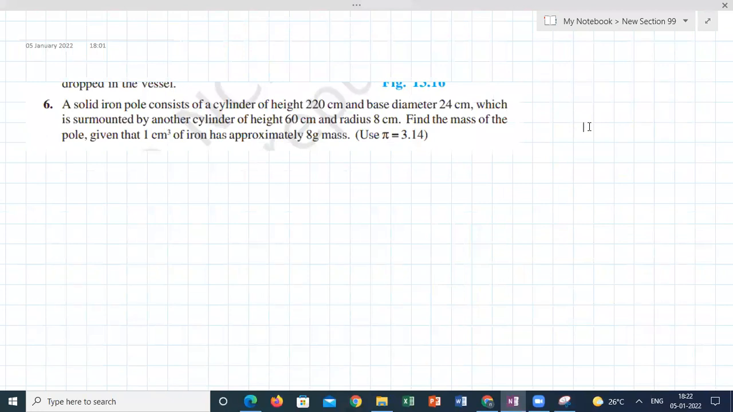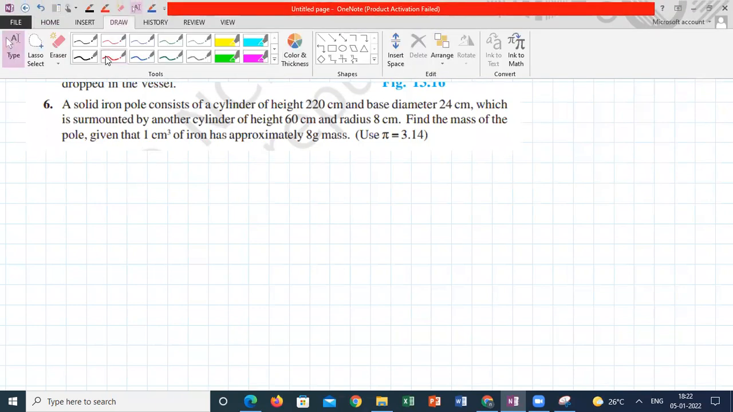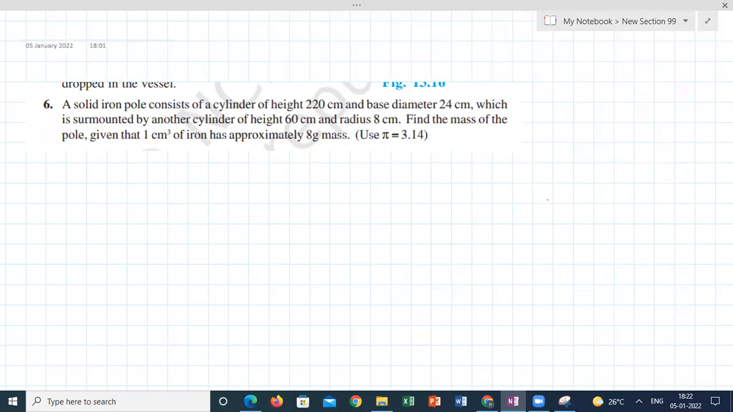A solid iron core consists of a cylinder of height 220 centimeter and base diameter 24 centimeter, which is surmounted by another cylinder of height 60 centimeter and radius 8 centimeter. Find the mass of the core. I will give a clue for this. First of all, how does the shape look? A solid iron core, height is 220 centimeter.